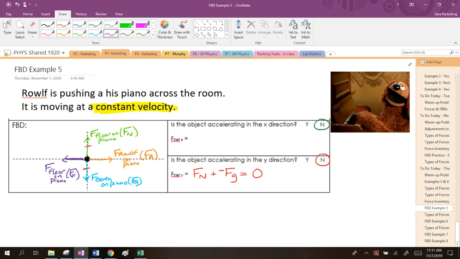How do you know that they're equal, Cole? Help him out. What's constant? The velocity is constant, which means there's no acceleration, which means those have to add up to 0. FA plus negative FF has to add up to 0.